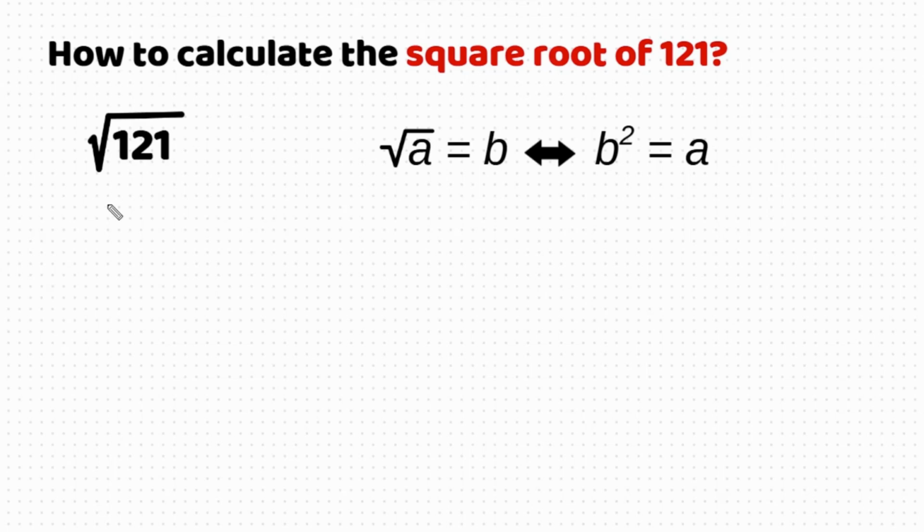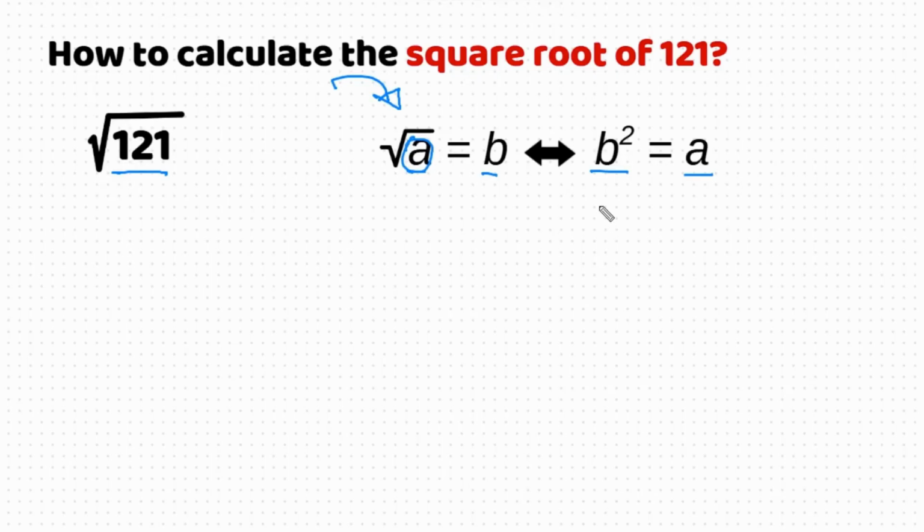And in this video, we're going to calculate the square root of 121. And to do this calculation, we need the definition of a square root. What is a square root? So, the square root of any number a is equal to b if, and only if b squared is equal to the value of a, that is, if b squared equals the value inside the root.